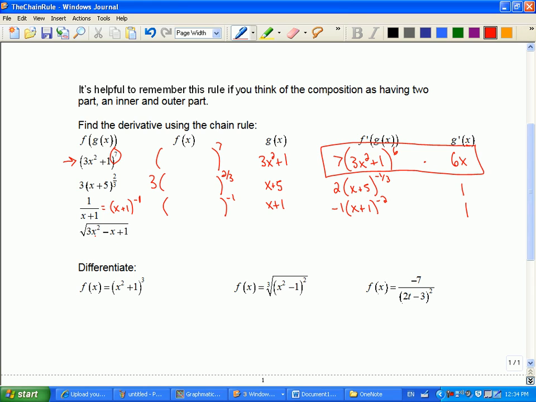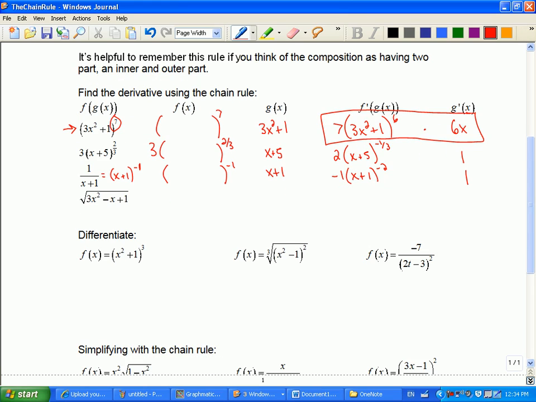Okay, so we'll do the last one and then I'll let you try a couple on your own. If I was to use this, the outside function I'd be dealing with is the square root graph. However, square root's not that explicit in terms of what it does. So it's probably better that you think about it as to the 1/2 so that you can use the power rule. The inside function here would be 3x squared minus x plus 1.